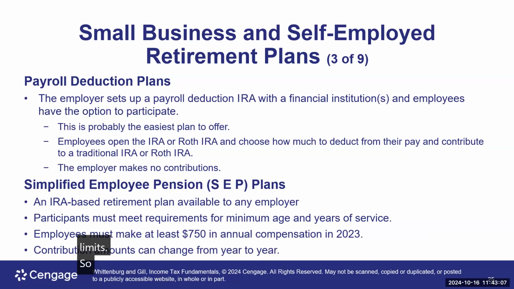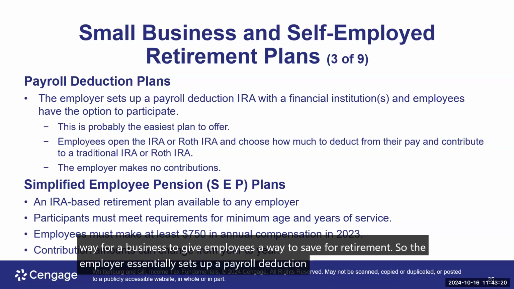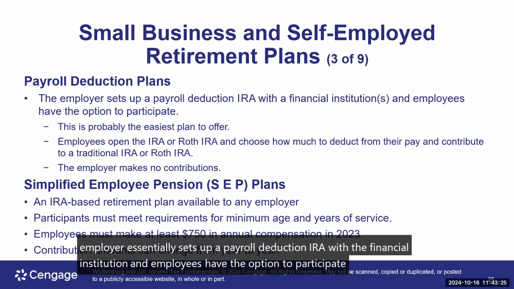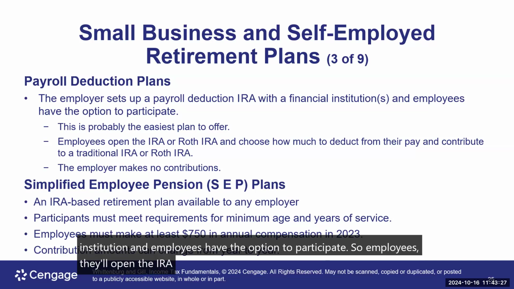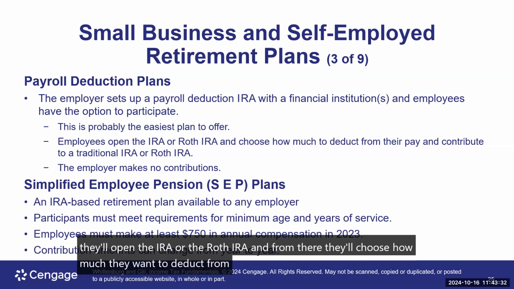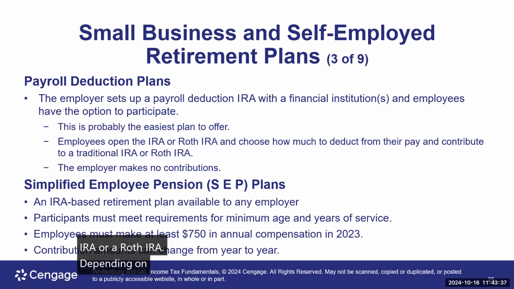So as it relates to the payroll deduction plans, this is probably the simplest way for a business to give employees a way to save for retirement. So the employer essentially sets up a payroll deduction IRA with the financial institution, and employees have the option to participate. Employees open the IRA or the Roth IRA, and from there they'll choose how much they want to deduct from their pay and contribute to a traditional IRA or a Roth IRA, depending on what options are available to them. The employer, again, makes no contributions.